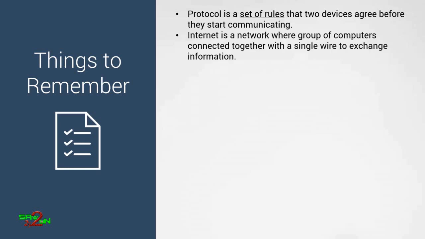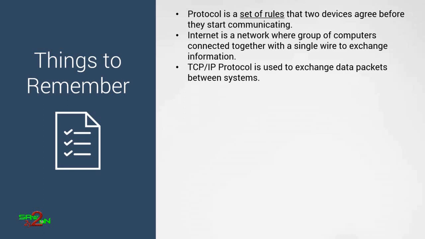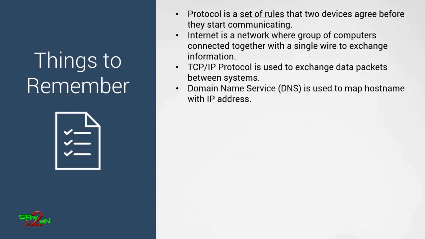Then we understood what is the internet. Well, the internet is a network where a group of computers are connected together with a single wire to exchange information. Then we talked about the TCP/IP protocol. TCP/IP protocol is used to exchange data packets between systems. Then we talked about domain name service. Domain name service is used to map a host name with the IP address.